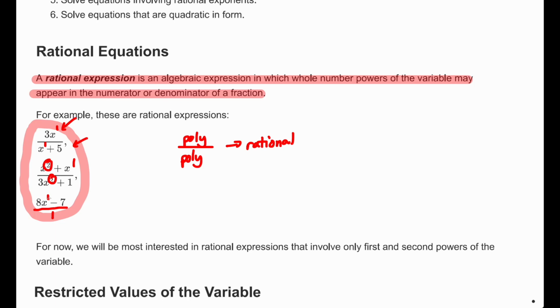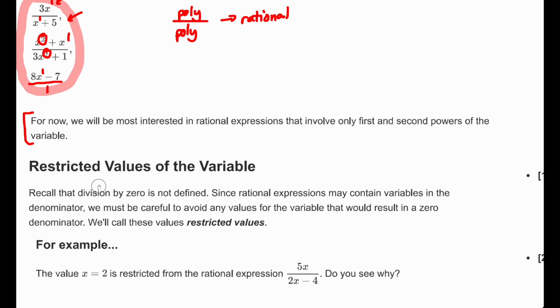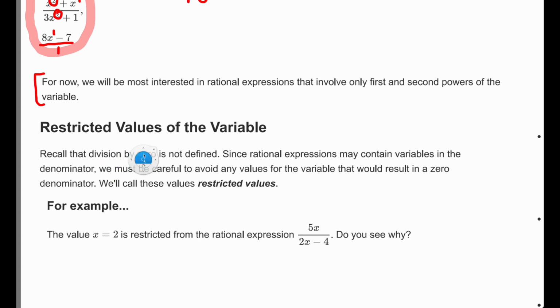So a rational expression, you can think of it as a fraction of polynomials. In this case, the polynomials are all going to be linear or quadratic. So think of a linear over another linear, or a quadratic over another quadratic, or a linear over a quadratic, or a quadratic over a linear. Those are the rational expressions that we're going to be dealing with in this course. For now, we'll be interested in rational expressions that involve first and second powers of the variables, or 0th power as well. If it's a constant like a 1 or something like that, it's really x to the 0 power. It's just invisible because anything to the 0 power is 1.